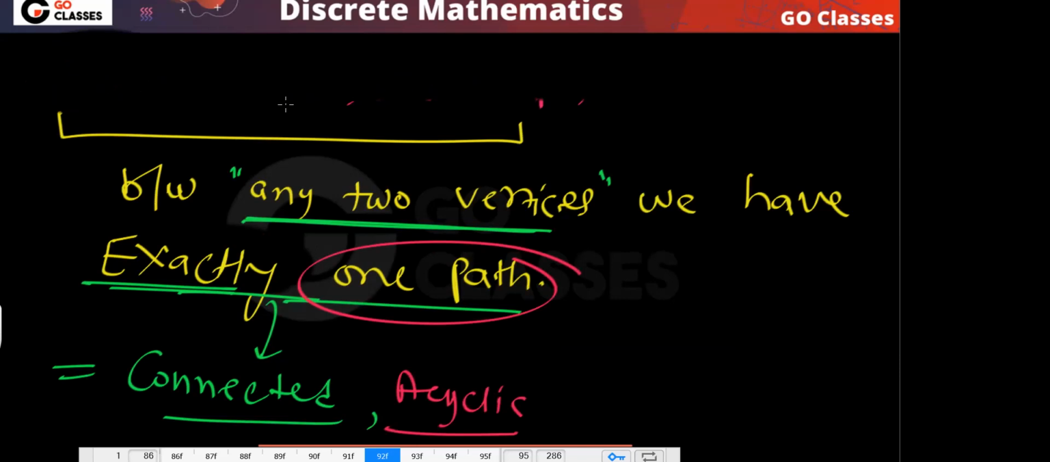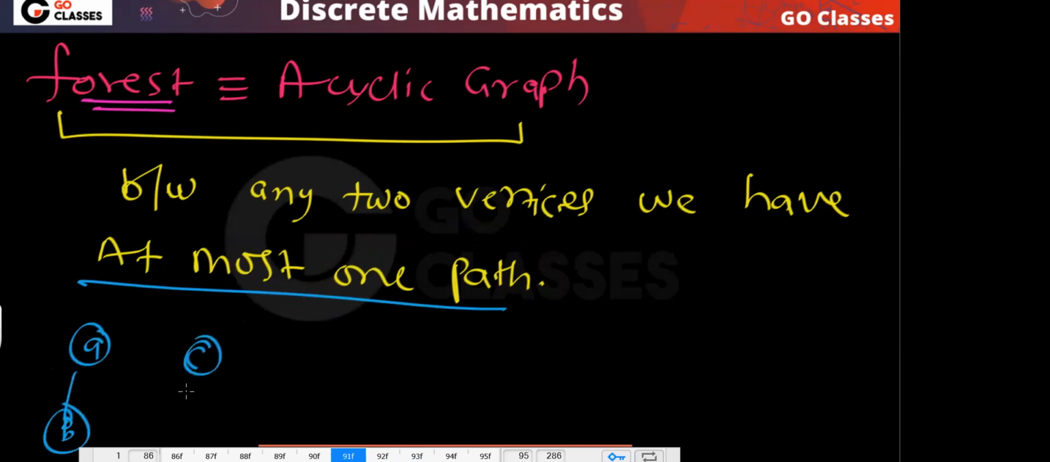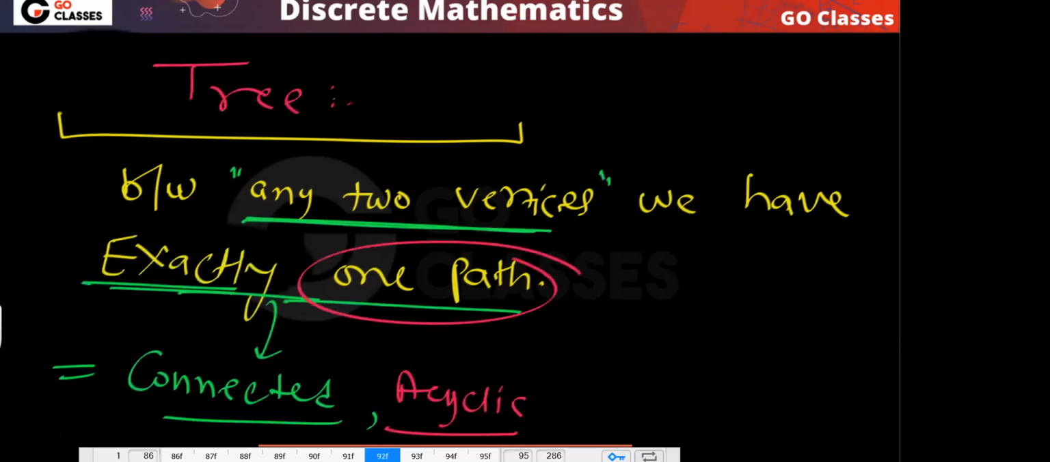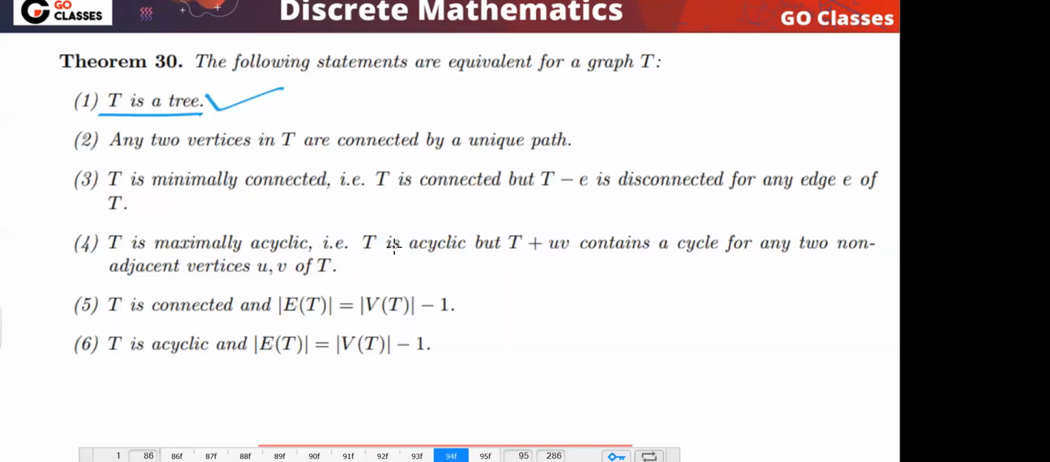Tree means a graph in which between any two vertices, you have exactly one path. This is the definition of tree. Remember, the forest definition says you have at most one path between any two vertices. For example, you can take this graph A, B, C, D. Between these two vertices, one path. Between these two vertices, there is no path. The definition of tree means any two vertices have exactly one path. So this is another definition: any two vertices are connected by a unique path.